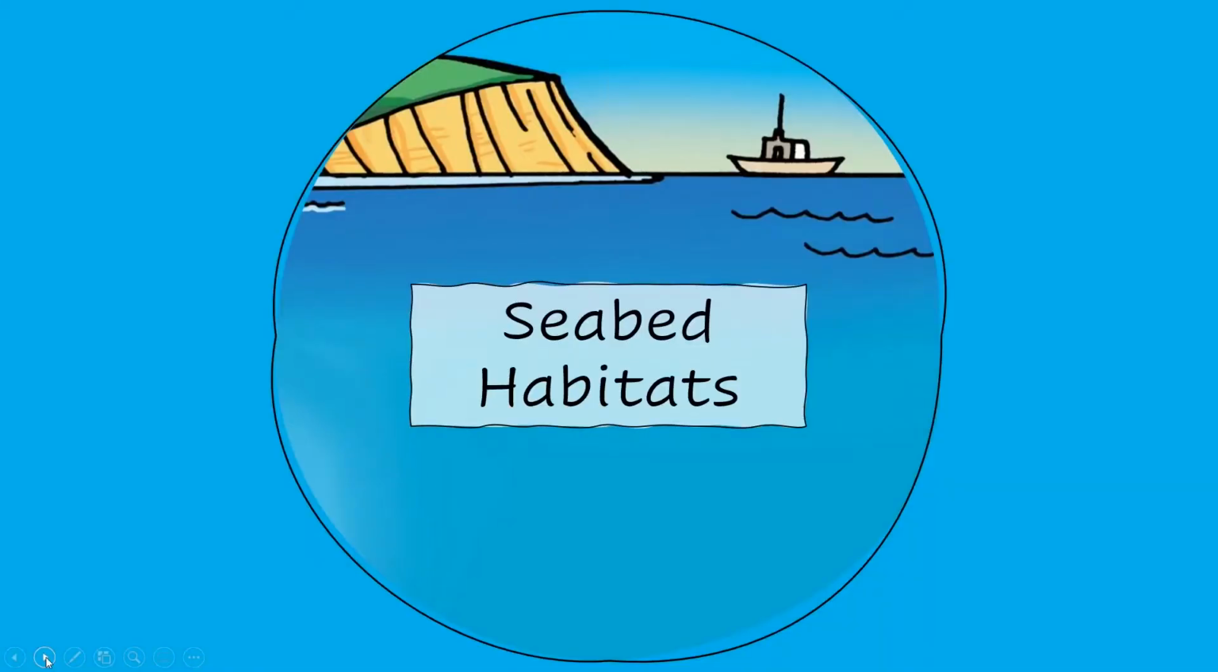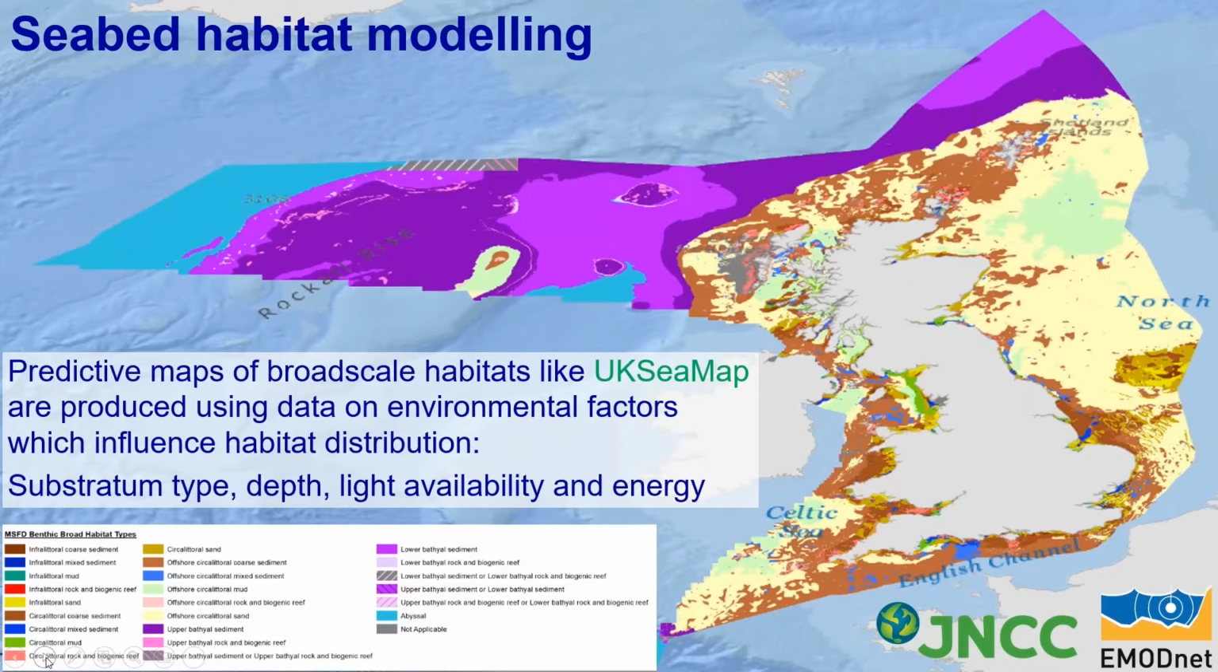We're going to talk about some marine examples now. And the first is the use of Earth observation data for detecting or modelling seabed habitats. This is quite a big area of our work at JNCC, seabed habitat modelling, and we produce predictive maps of broad-scale habitats, like the UK SeaMap. And this uses data on environmental factors which influence the distribution of habitats. And there are 4 main factors.